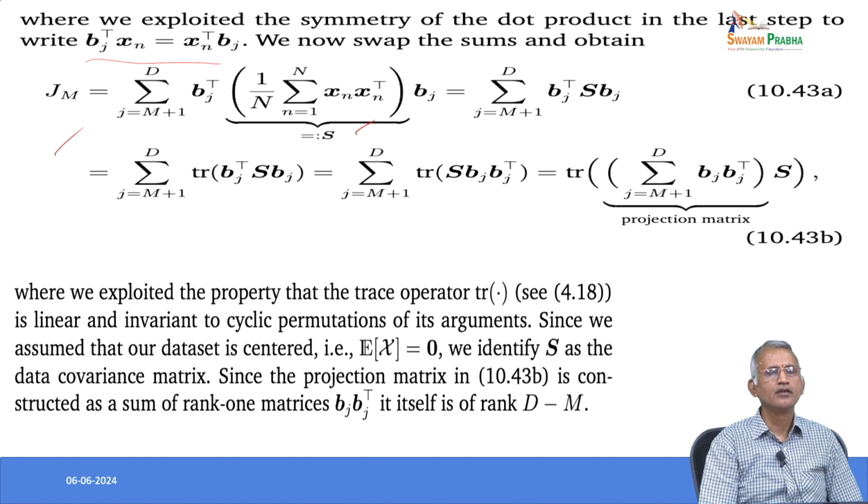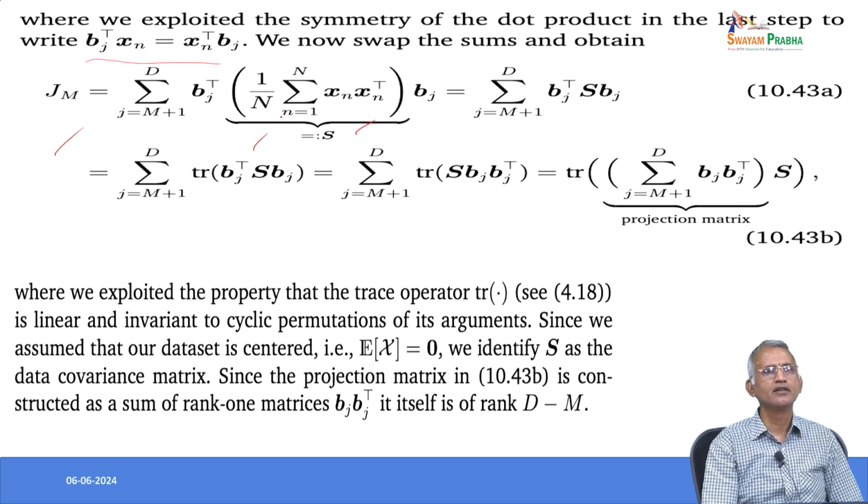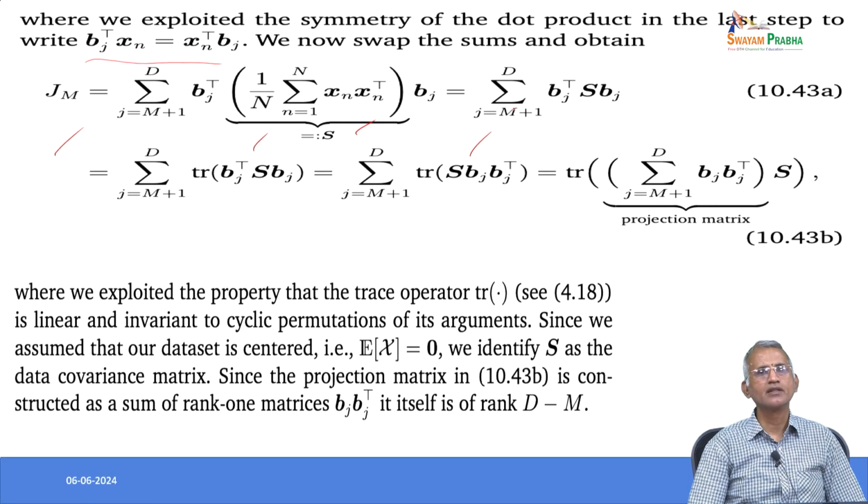Now, we have to find the trace of Bj transpose S Bj, where j varies from m plus 1 to d. So, summation j equal to m plus 1 to d trace of S Bj Bj transpose equals trace of summation j equal to m plus 1 to d Bj Bj transpose S. This is called the projection matrix, and we exploit the property that the trace of an operator is linear and invariant to cyclic permutation of its arguments.